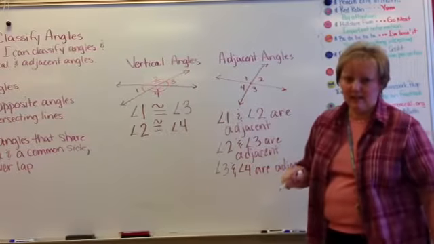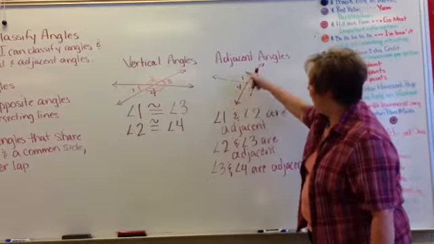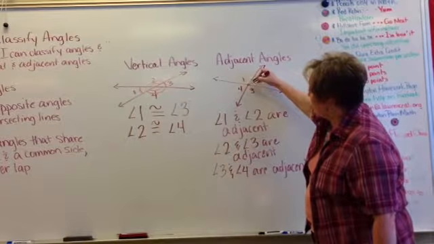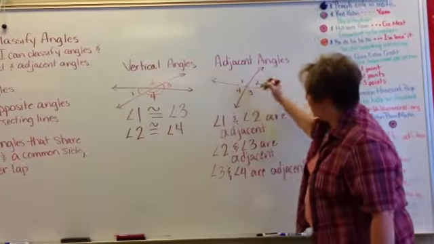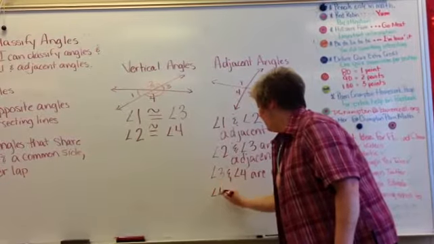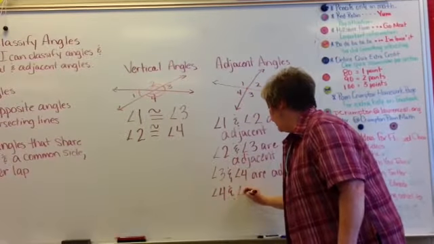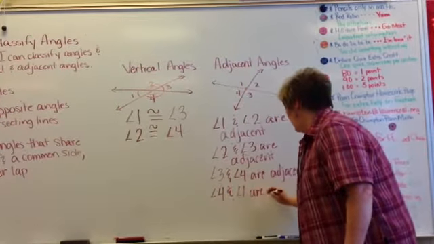And lastly, angle 4 and angle 1. Here's your common vertex. Here's your common side. So we can say that angle 4 and angle 1 are adjacent.